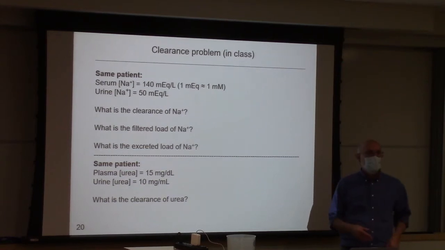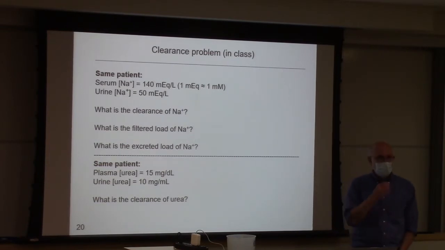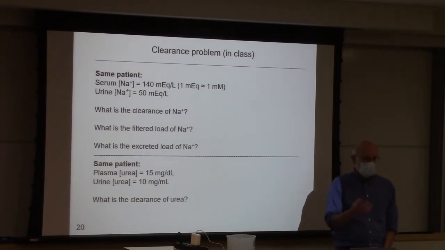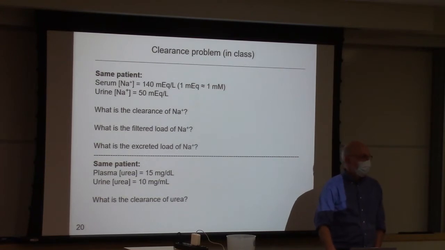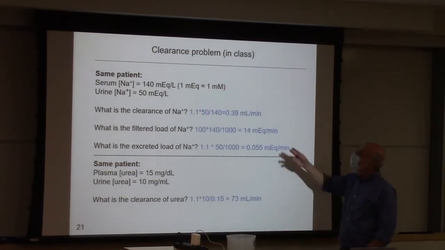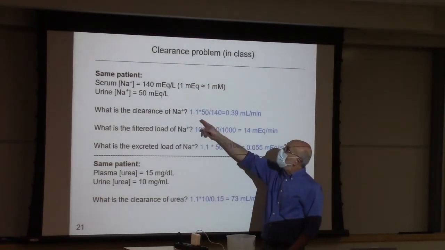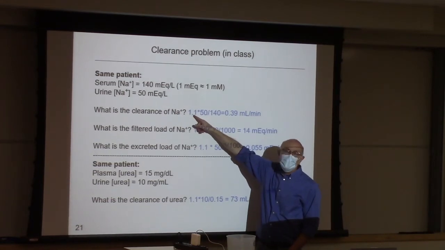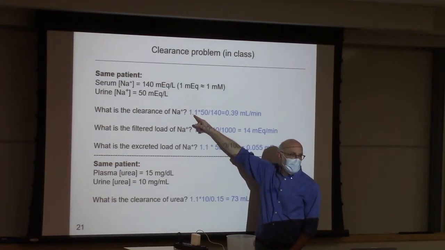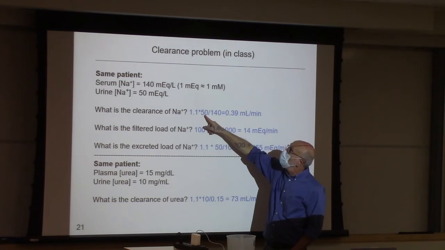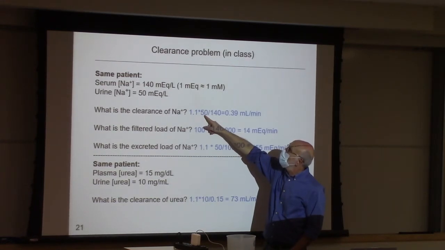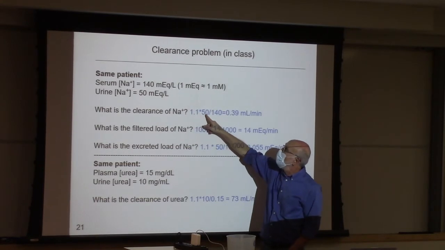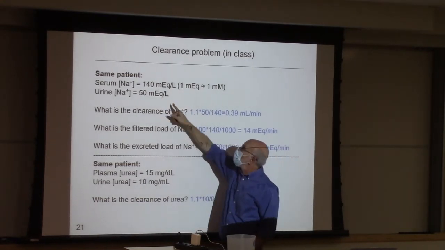An equation, and let's check the arithmetic, make sure that we're on the same page, and then talk about what that means physiologically. Plugging in and doing the arithmetic is not the interesting thing. So, what's the clearance of sodium? 1.1 mils per minute of urine times the urine concentration, adjusted for the fact that this is mils and this is liters.